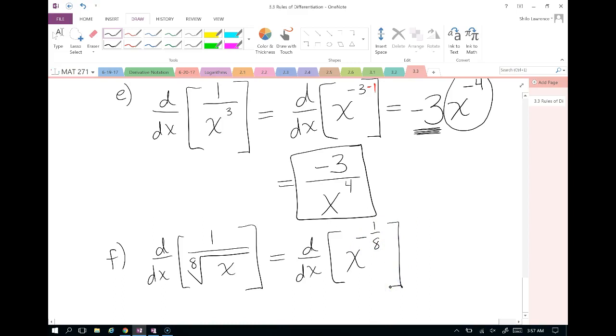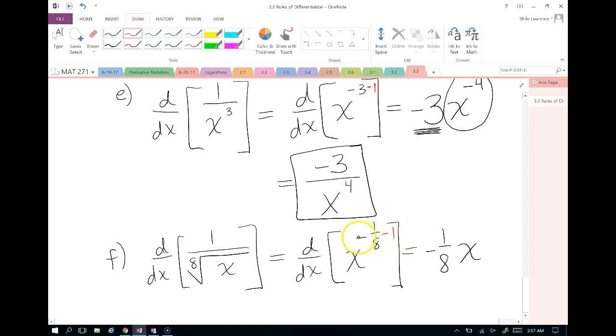Once we have it written as x to the -1/8, we can use the power rule. The power rule says to take the derivative, we move that power out front as a coefficient, and then we're going to subtract 1 to get the new power. So -1/8 minus 1. If you can't do that in your head, type it in your calculator.